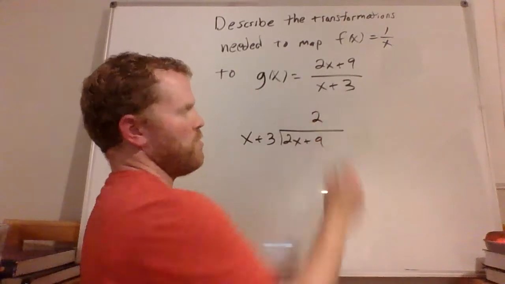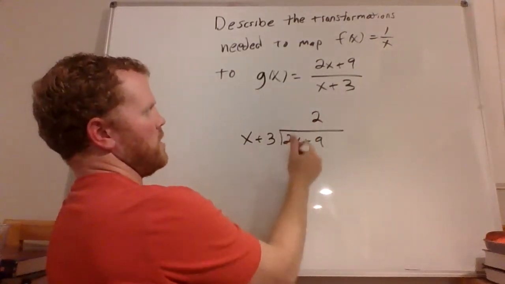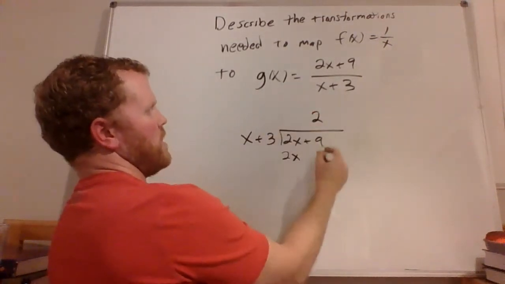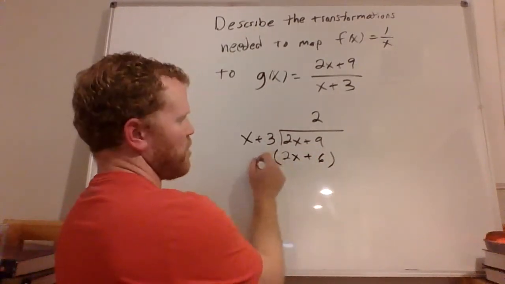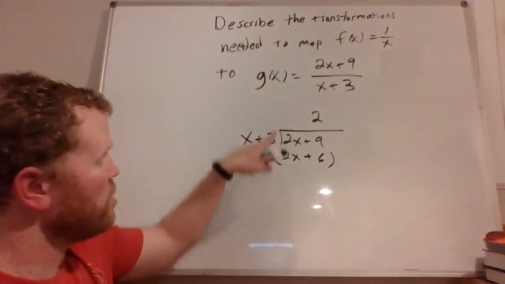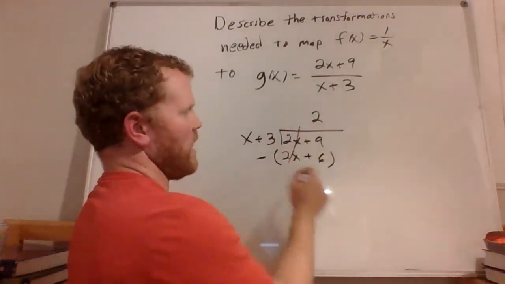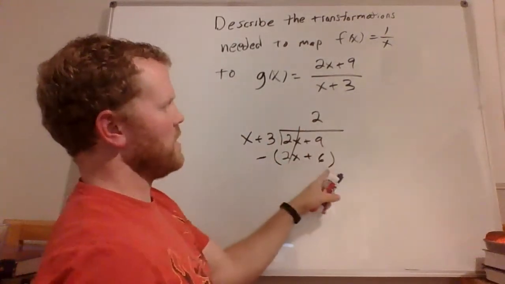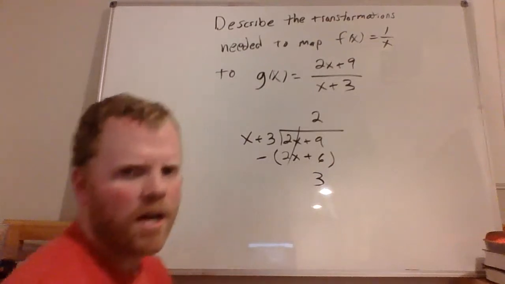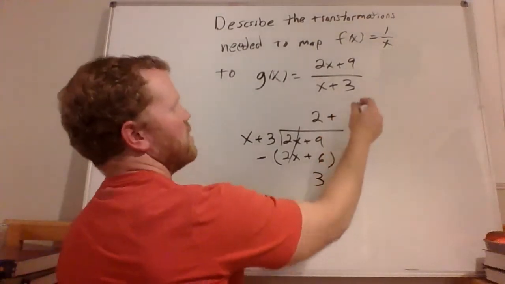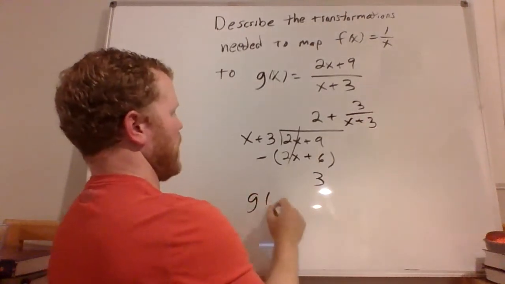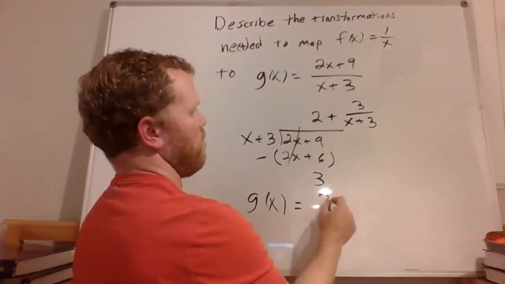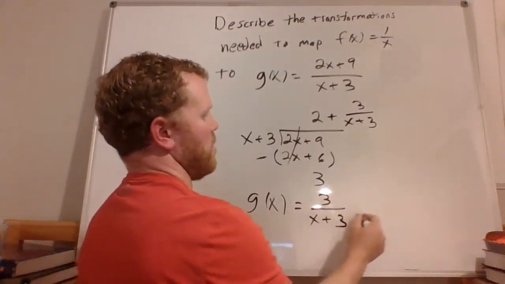So you put a 2 up here. 2 times x is 2x. 2 times 3 is 6. It's maybe been a little while since you've done some long division, but remember you're subtracting all of these terms. So it should be 2x minus 2x, that's nothing. 9 minus 6, that's 3. And then the deal is plus 3 over x plus 3. So g of x is now 3 over x plus 3 plus 2.